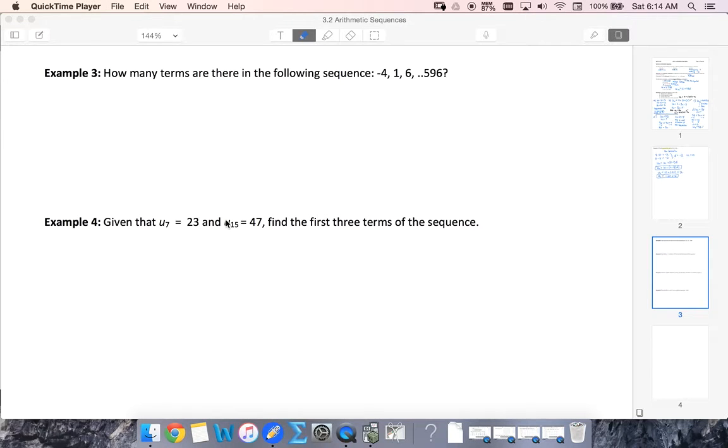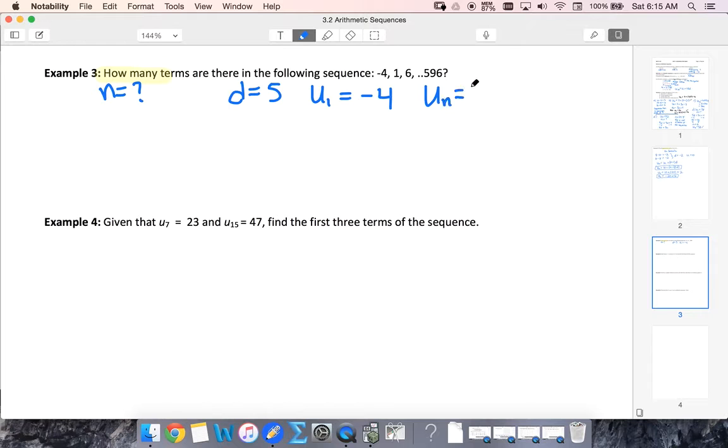So now we're asked how many terms are in the sequence. Well, when we're asked how many, that's asking us what is n. So we're trying to figure out n. We've got this sequence. I see that we're going up by 5 every time, so d is equal to 5. My first term is -4. My last term is equal to 596.